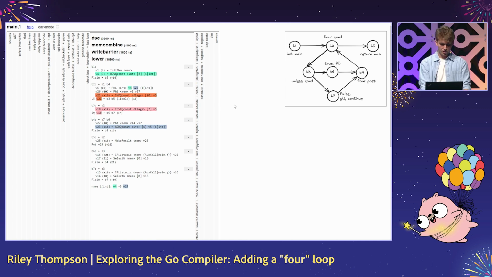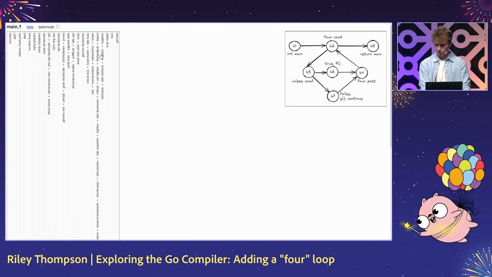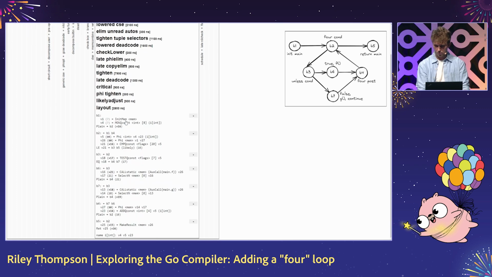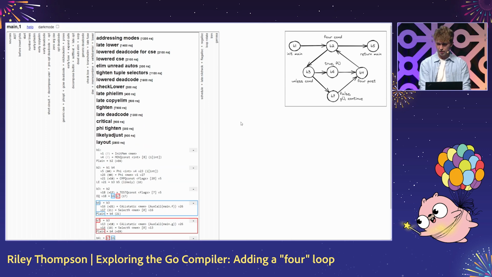The next pass after this is the layout pass. So here, the blocks are rearranged into an order that's more efficient. In our case, blocks 6 and 7 have been moved directly under block 3 because block 3 always branches to either block 6 or 7. The next pass that we'll look at is register allocation.